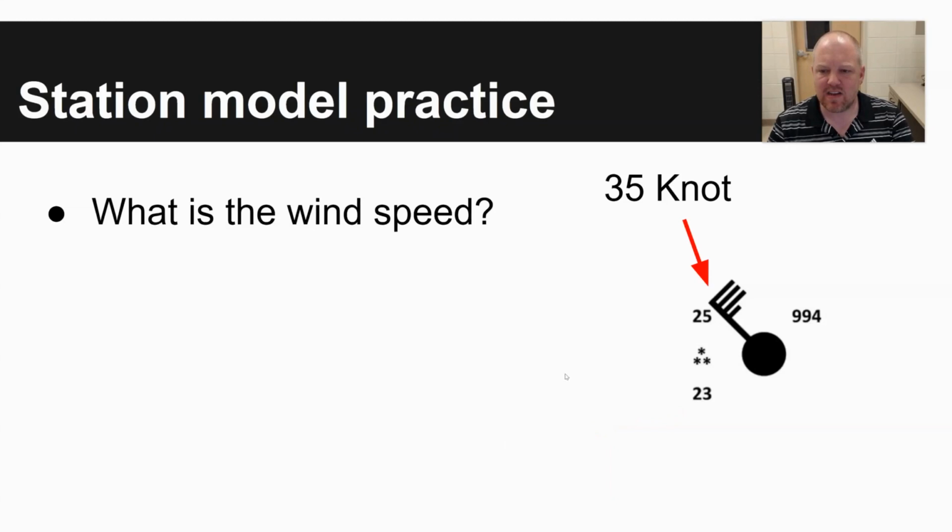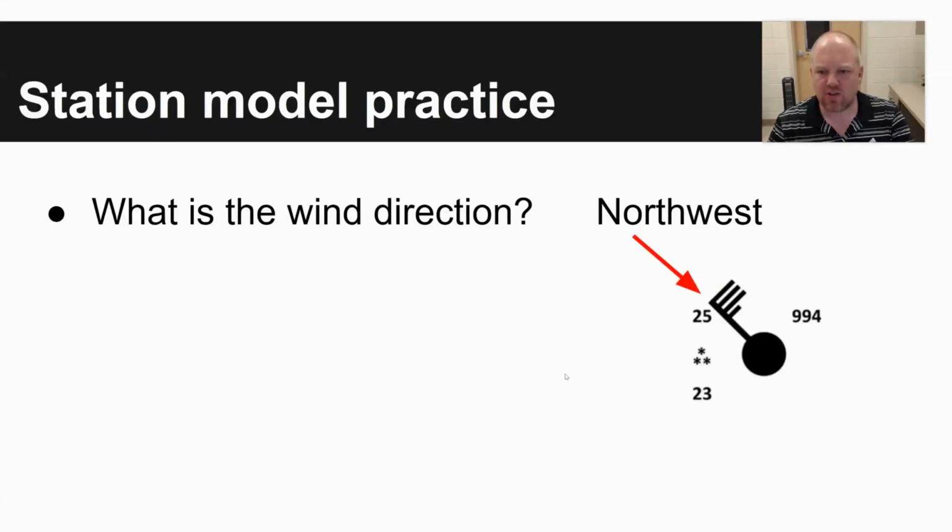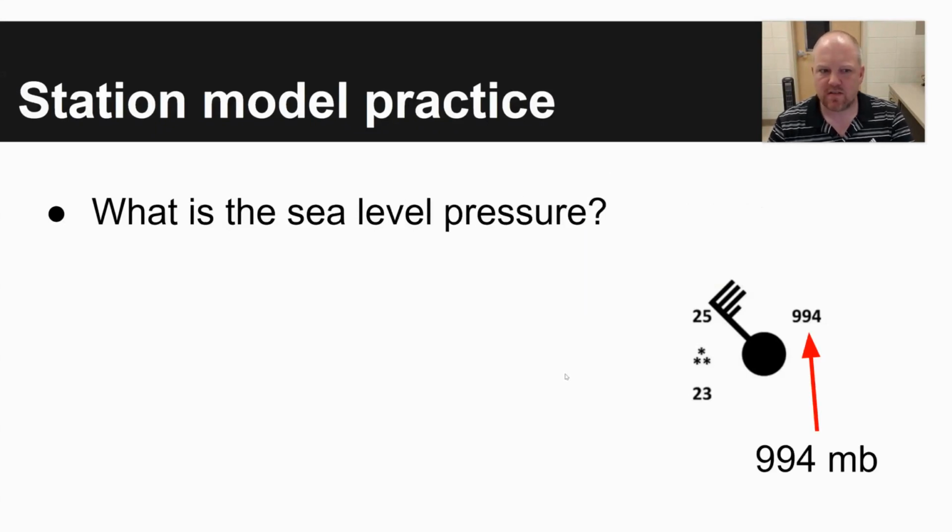What is the wind speed? Here you have 3 long bars and 1 half bar, which would tell me that the wind speed is 35 miles per hour or 35 knots. What is the wind direction? You see that from the circle, the arrow comes out up and left. Up would be north, left would be west, and so the wind is northwest.